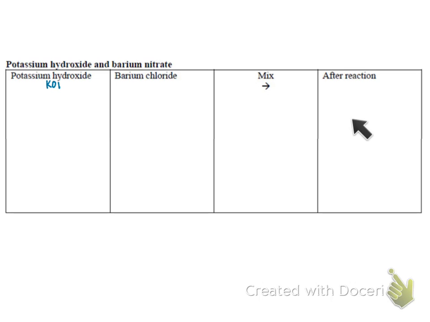Show what it looks like after a precipitation reaction has happened and the solid has formed. And then write the balanced equation down at the bottom. And when you're done, turn it back on and check your work.